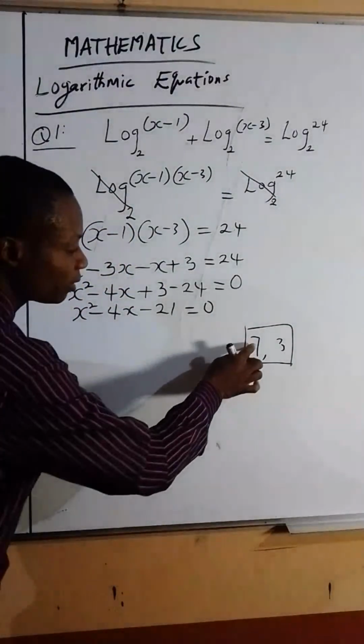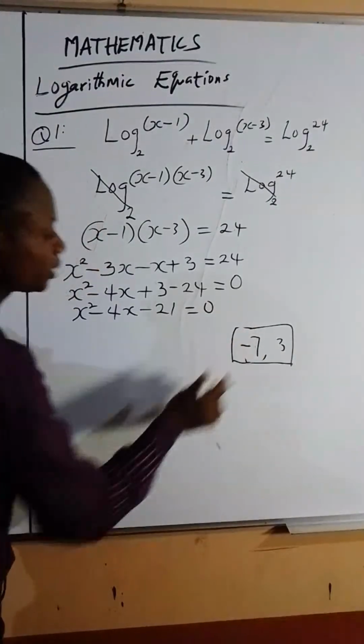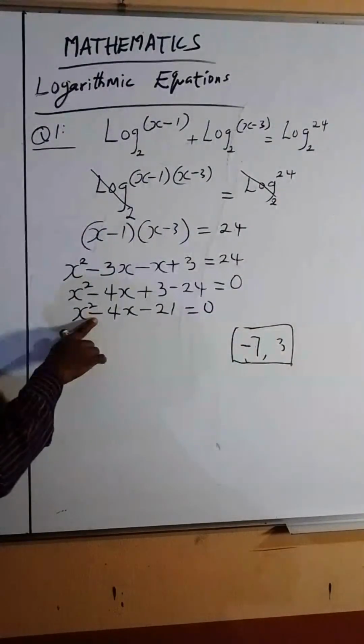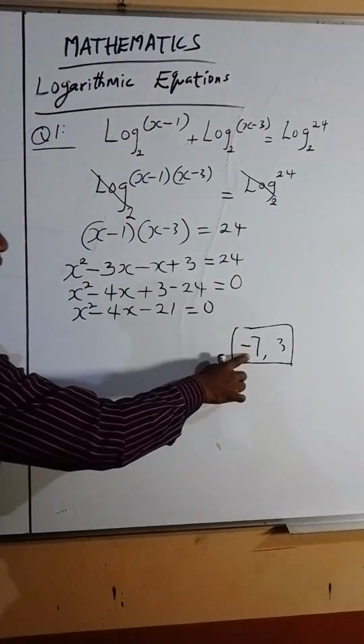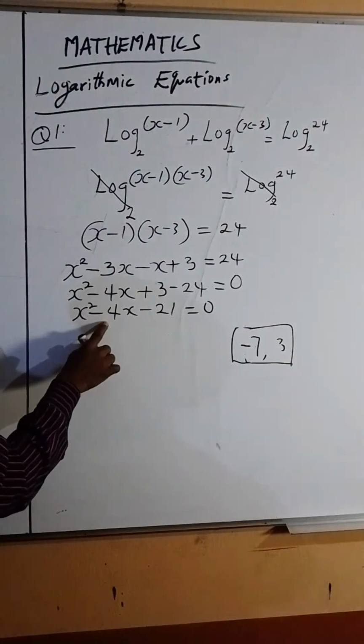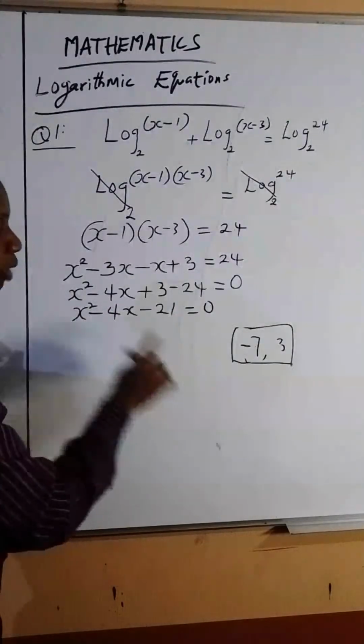Minus 7. So we are going to have minus 7 here, because it is the result. Don't forget, it is what the bigger number has that is going to appear here. So that is how to know the one that will take plus and the one that will take minus.